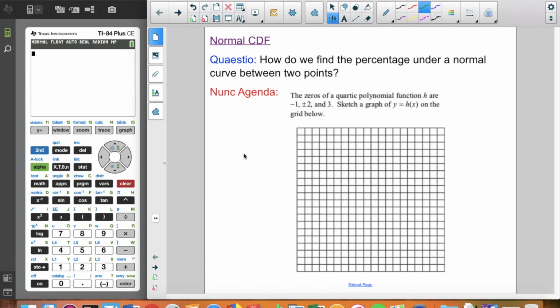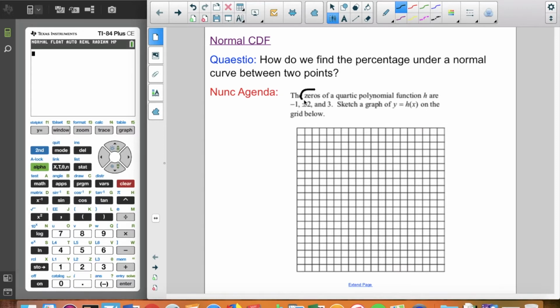Everyone. So today we are continuing our statistics unit and we're going to be looking at something called normal CDF. But first let's look at the do now. It says the zeros of a quartic polynomial function h are -1, ±2, and 3. Sketch a graph of y equals h of x on the grid below.